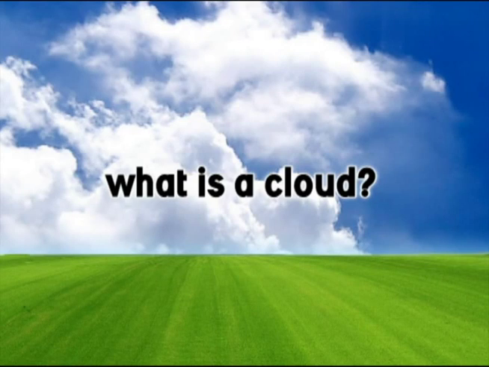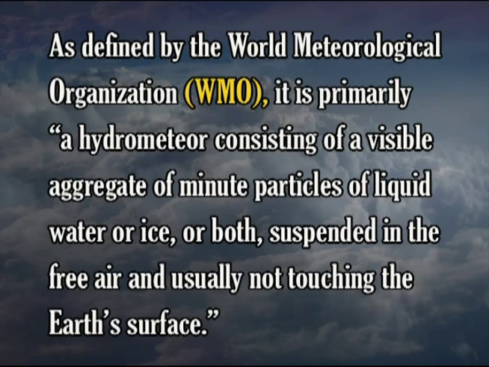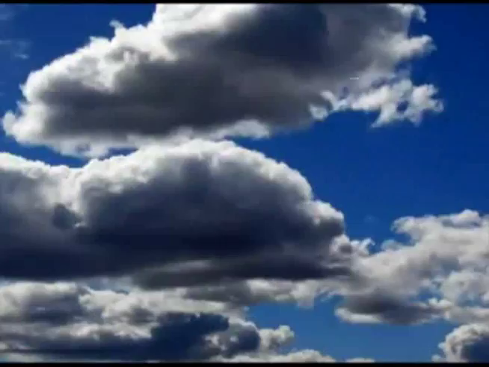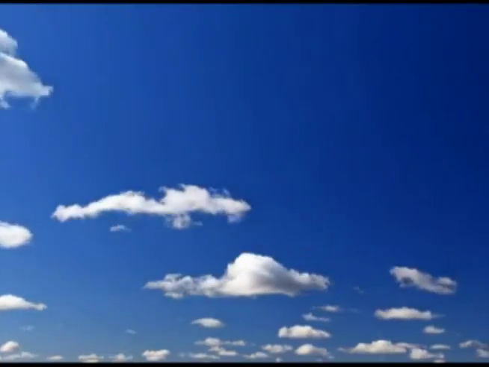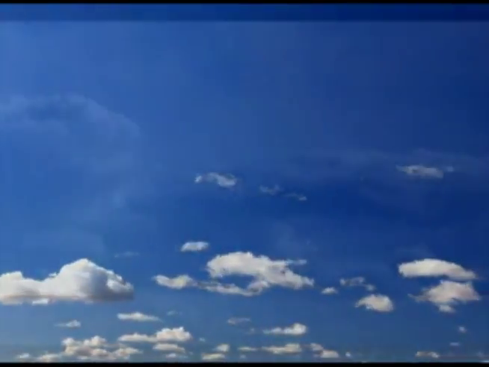Coming to origin of clouds. The first question that arises is, what is a cloud? As defined by the World Meteorological Organization, it is primarily a hydrometeor consisting of a visible aggregate of minute particles of liquid water or ice or both suspended in the free air and usually not touching the Earth's surface. Thus, clouds are the visible sign of ongoing atmospheric processes and as such, they are a useful diagnostic tool.